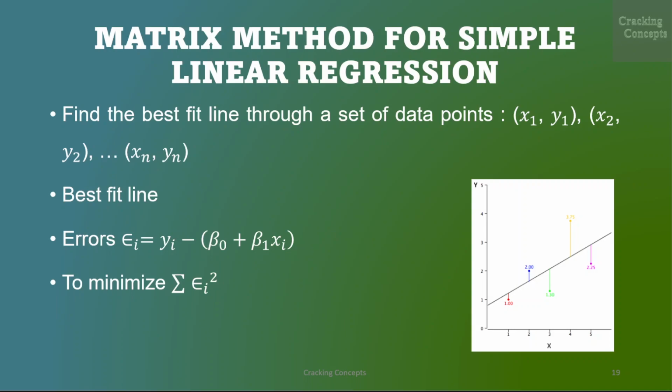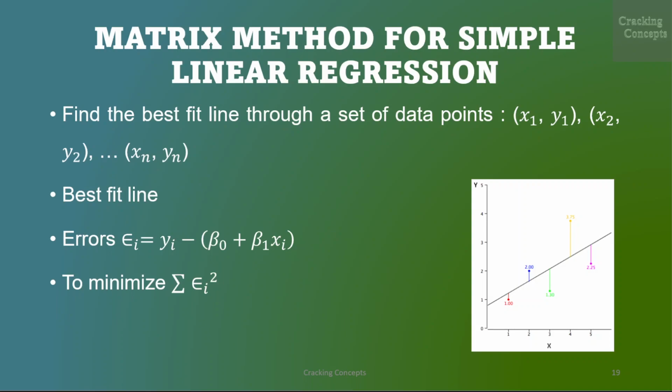So we resort to finding such a line when a connecting line is drawn parallel to the y-axis from the data points to the regression line, which measures the error of each data point, that is, the sum of all such errors should be minimum. In the diagram given here, you can see these errors are represented by the red, blue, green, yellow and purple line correspondingly. The error, epsilon i, is given by yi minus (beta 0 plus beta 1 xi). Now our aim is to minimize the sum of epsilon i squared, which is the least squares.